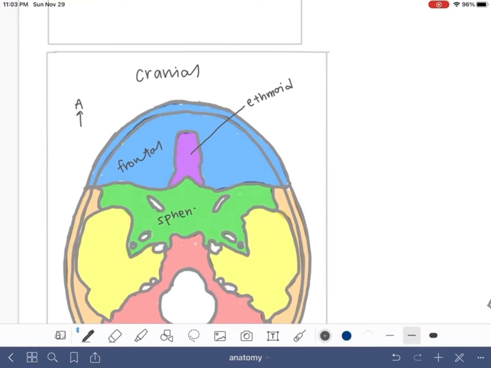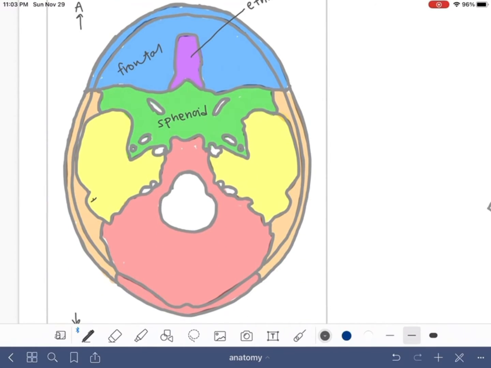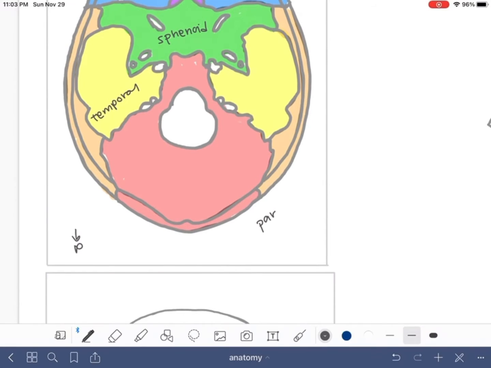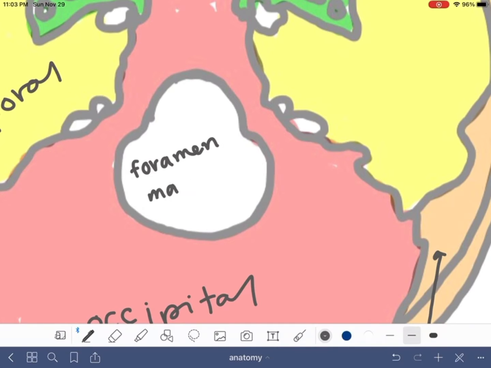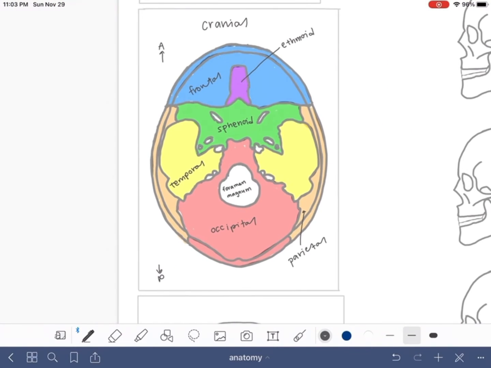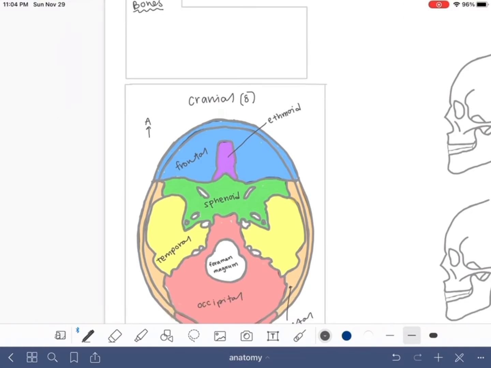We have the frontal bone, the ethmoid bone, the sphenoid bone, and then on the sides we have the temporal bone. These are paired, there's two of them. And then there's also two parietal bones on the sides. And then in the back we have the occipital bone. And then we have this hole, which is the foramen magnum, not a bone, but still important. It's where all this stuff for the brain passes through. In total, we have 8 of these cranial bones.